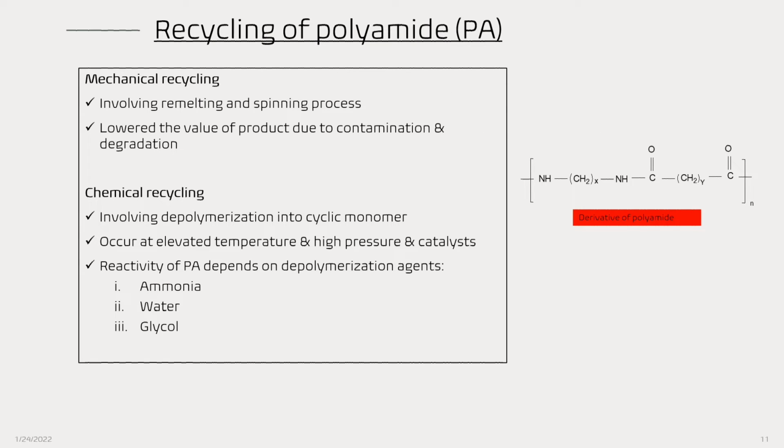Recycling of polyamide, or known as PA, can also be done by mechanical and chemical recycling. In mechanical recycling, it involves remelting and spinning processes. The method lowers the value of the product due to contamination and degradation. In chemical recycling, it involves depolymerization into cyclic monomer. It occurs at elevated temperature, high pressure, and with a catalyst. The reactivity of PA depends on the depolymerization agent such as ammonia, water, and glycol.